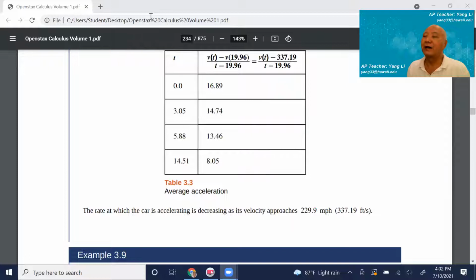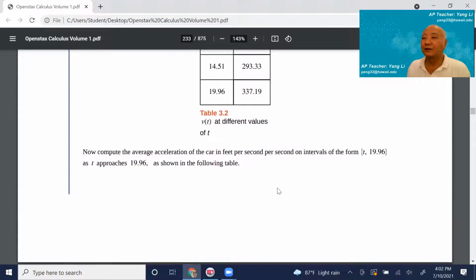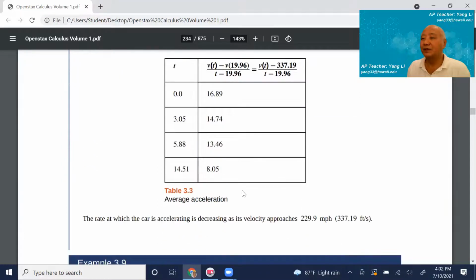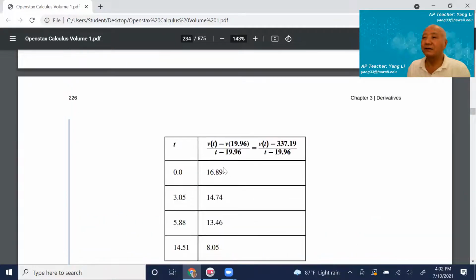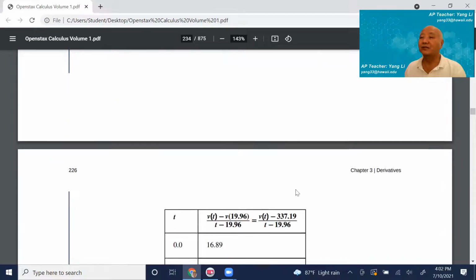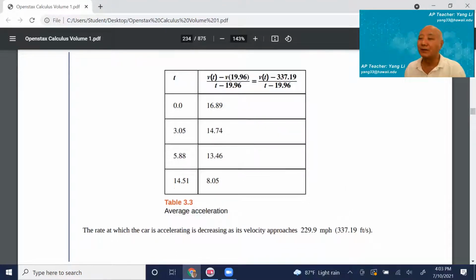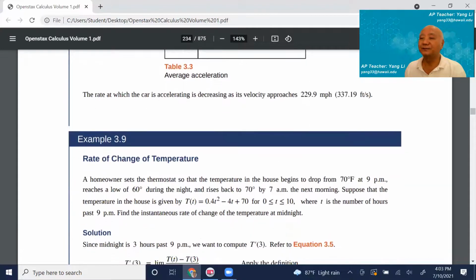229.9 miles per hour. Because at this time, this one here is 337.19 feet per second. Around that time, that's the velocity, and then the time is 19.96. So when the time approaches 19.96, the acceleration is still positive, but the car is increasing in velocity at a lower pace. Okay, so this is the answer to this question.